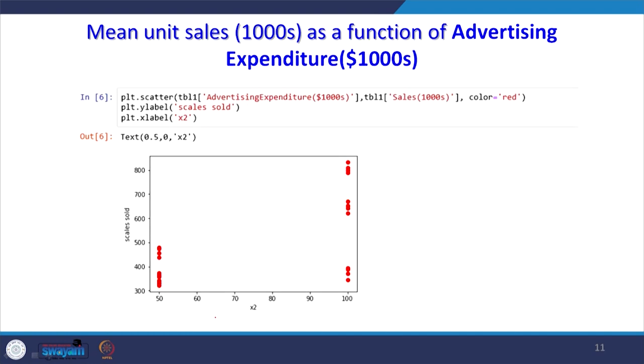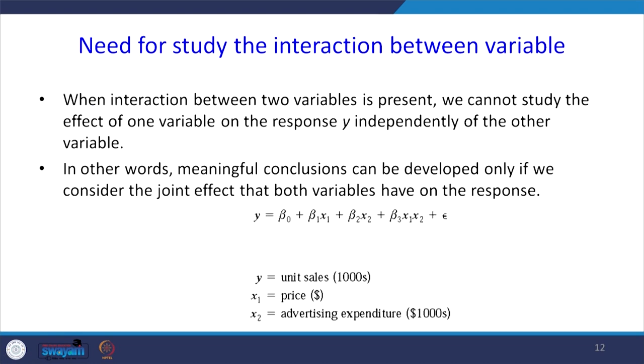This scatter plot shows the advertising expenditure at two levels, one is $50,000, another one is $100,000. The y axis is the number of units sold. In our summary table and our scatter plot, we have realized that there is an interaction between X1 and X2. When interaction between two variables is present, we cannot study the effect of one variable on the response variable Y independently of the other variable. In other words, a meaningful conclusion can be developed only if we consider the joint effect of both the variables on the response. So, what is this joint effect? It is X1 and X2, because we have realized in that summary table that there is an interaction between both the variables X1 and X2.